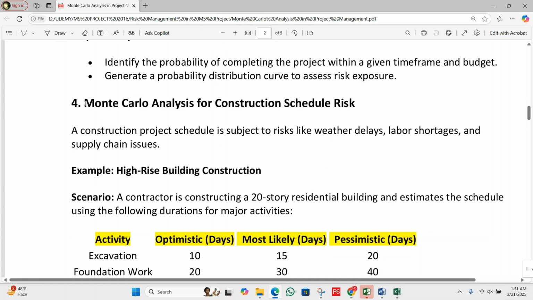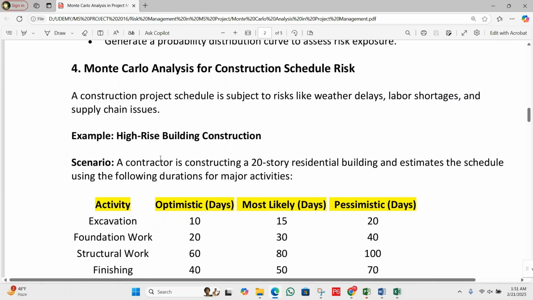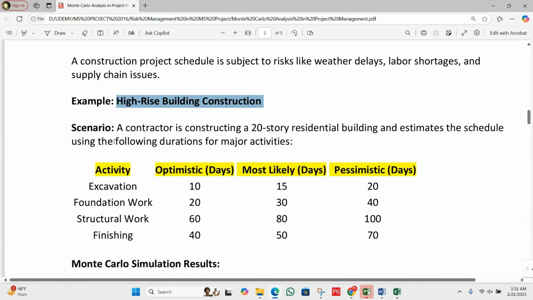Here you can see we have number 4, Monte Carlo analysis for the construction schedule risk. A construction project schedule is subject to risks like weather delays, labor shortage, and supply chain issues. For example, here we have a high-rise building construction. The scenario is that a contractor is constructing a 20-story residential building and estimates the schedule using the following durations for major activities.